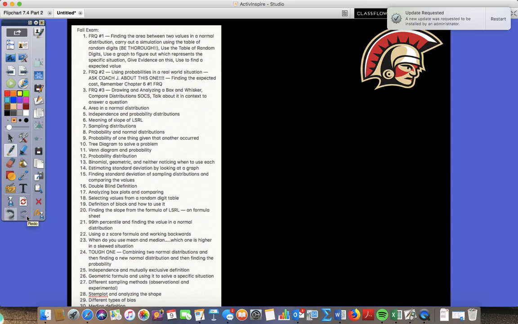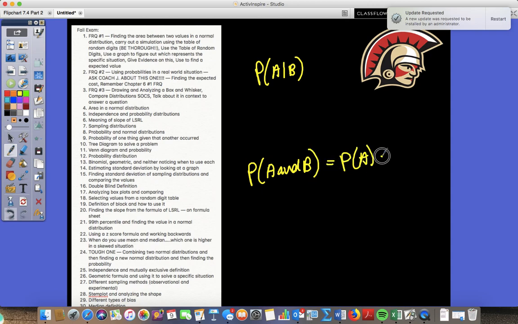Number 9, probability of one thing given that another occurred. We just kind of looked at that. That would be the probability of A given that B occurred. Remember that this formula, when dependent, is the probability of A times the probability of B given that A occurred. Does what happened in A impact B? That's what we're looking at there.